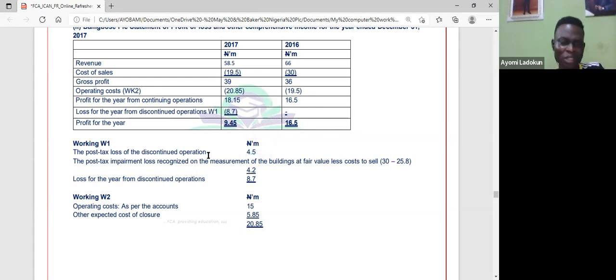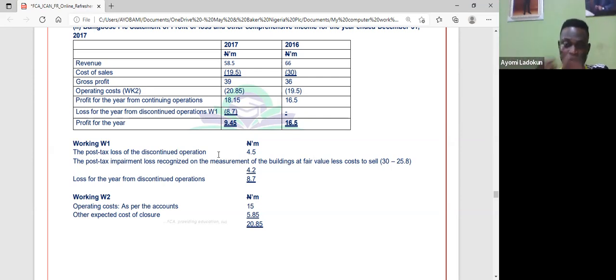Then you now go to the post-tax gain or loss recognized on the measurement of fair value less cost to sell. I will now ask a question: is there any fair value given to me here? Yeah, we're given fair value. Did you see it? Fair value less cost to sell of the building is 25.8 million. Have you seen it? Then the carrying amount of the building is actually 30 million. So that means that building has suffered impairment. 30 million carrying amount, 25.8 million is the fair value less cost to sell.